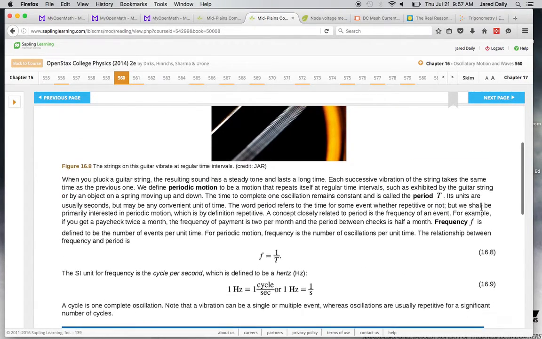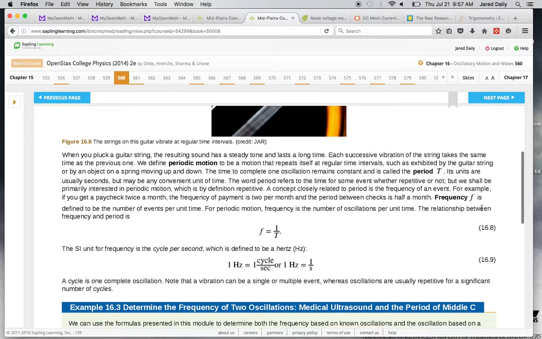Now, as we start to allow springy things to oscillate, to move back and forth, we're going to find that we're going to have some things we want.